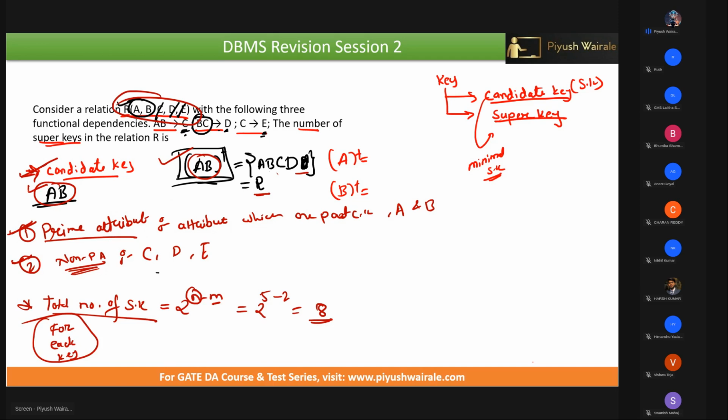This is only for one key, we have AB. Then the number of attributes is 2. If I have just A, the number of attributes will be 1. Then 2 to the power 5 minus 1 will be the answer, that is basically 16 here.